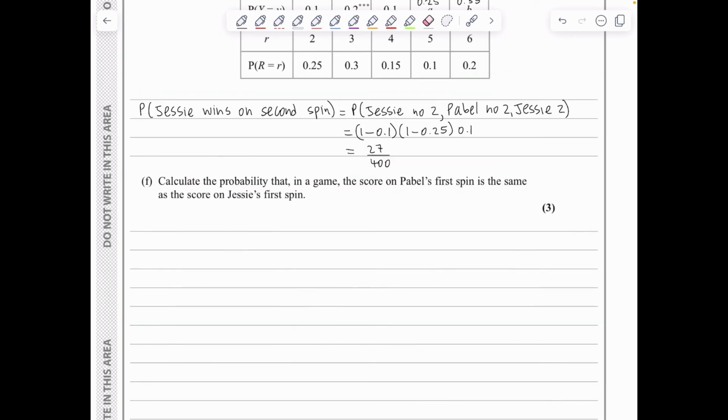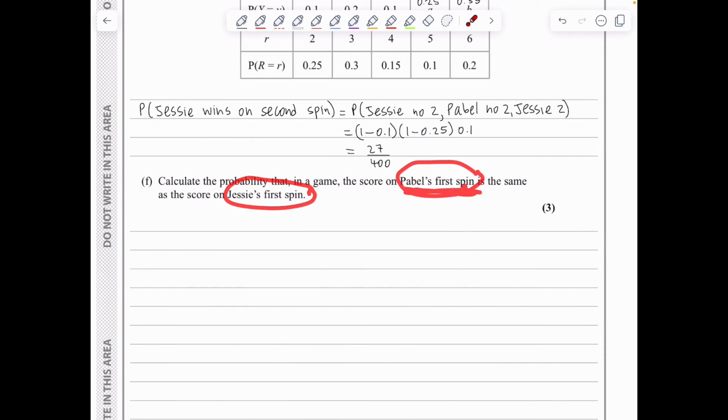And finally, in part F, we need to calculate the probability that in a game the score on Pavel's first spin is the same as the score on Jessie's first spin. Now for this to happen, it means that for sure Jessie did not score a 2 in her first spin. Otherwise, the game will have ended and Pavel would never get an opportunity to spin their spinner.